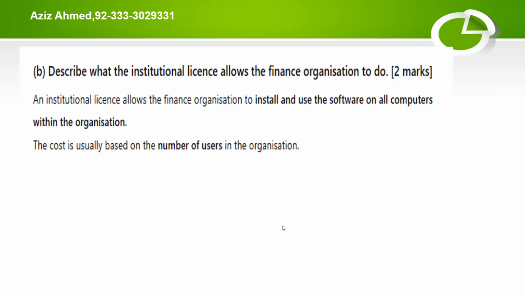Now see here: an institutional license allows the organization to install and use the software on all computers within the organization. The cost is usually based on the number of users in the organization. Okay, sir.